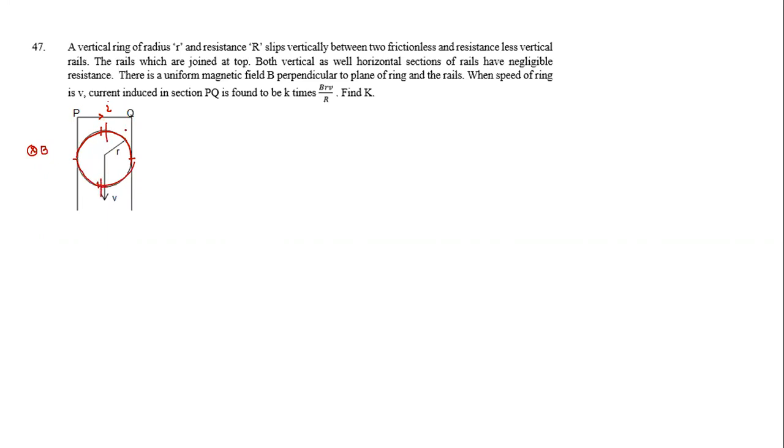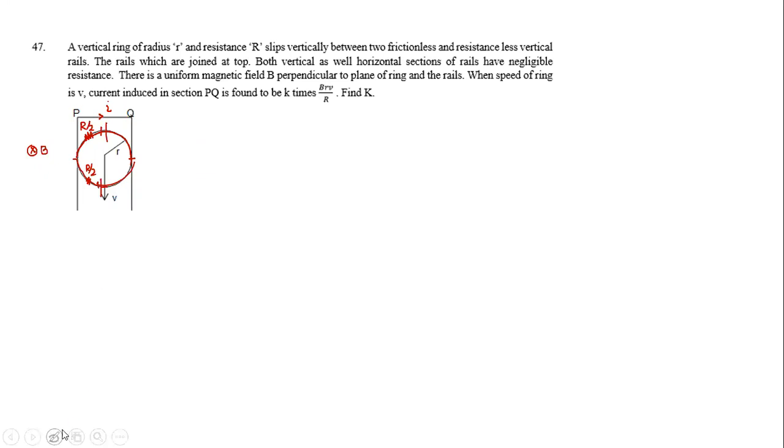Okay. So what will this EMF be? It will act, and there will be some resistance also. What is the resistance? The top half will have R by 2, and the bottom also R by 2. Essentially, each half will act as a battery of EMF BLV with internal resistance equal to R by 2, and then we need to find the current.